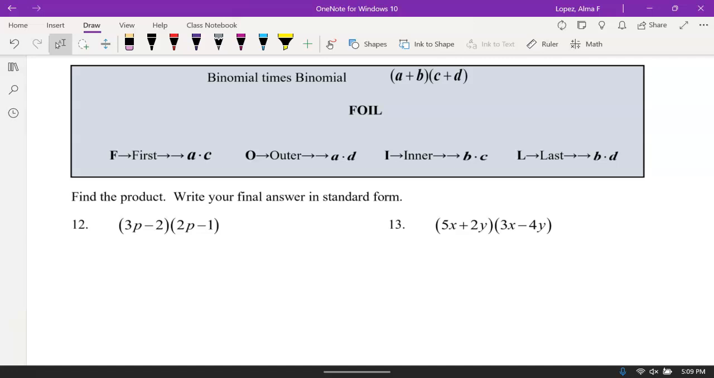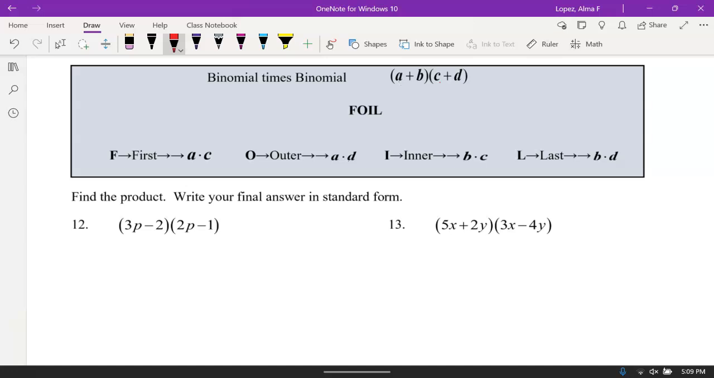On these, we're going to be multiplying binomials together. To multiply binomials together, they have a process called FOIL. The F in FOIL means multiply the 2 first terms together. See, A and C are the first terms. The O means the outer terms. The A and the D are the outer terms.